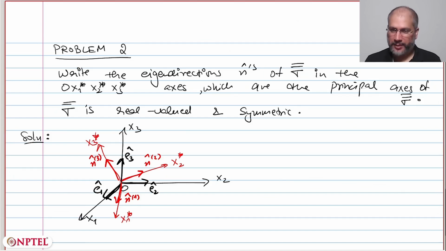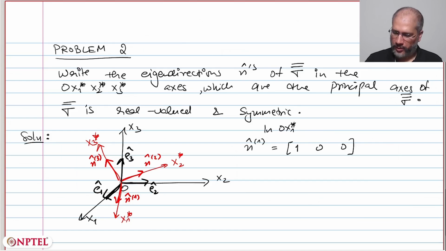So if I want to write n1 hat in the principal coordinate system, it's very straightforward, because n1 hat in the principal coordinate system is simply 1, 0, 0, because this is one of the coordinate directions. So I should say in OX1 star, X2 star and X3 star.